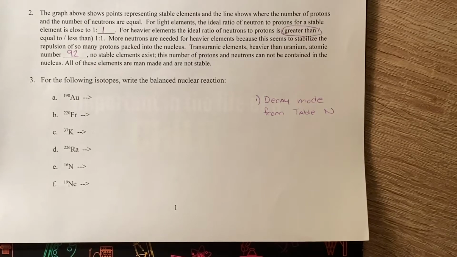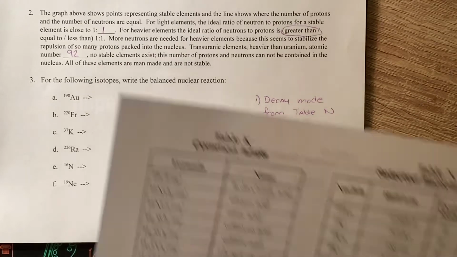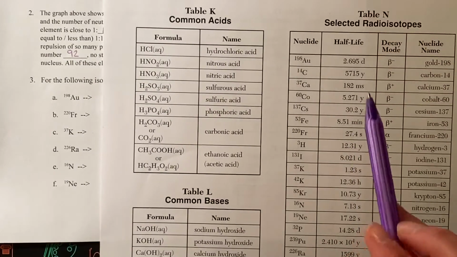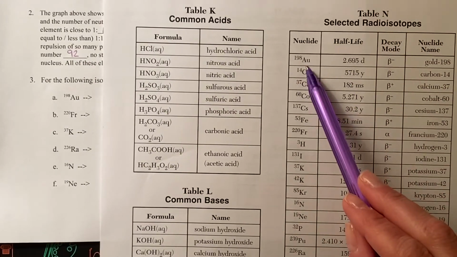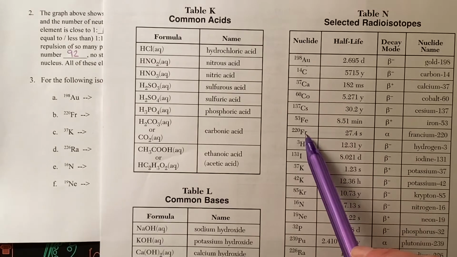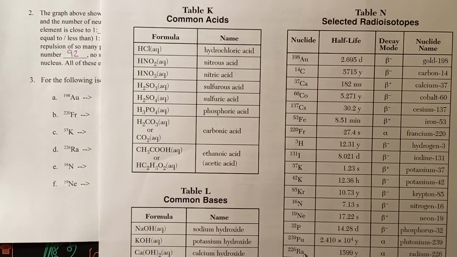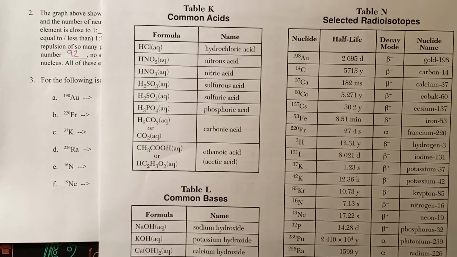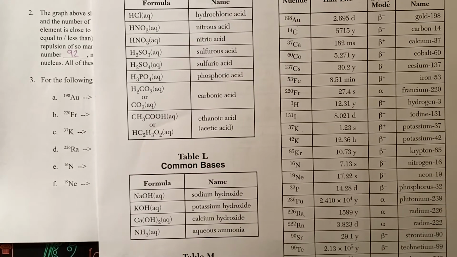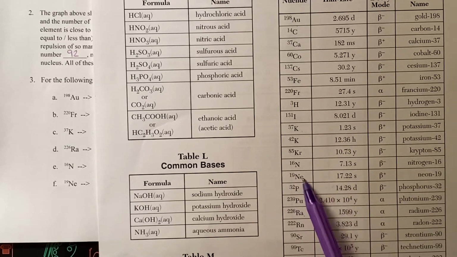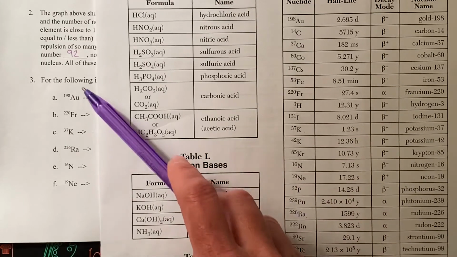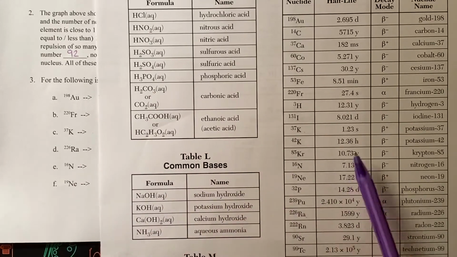So I take a look, I have gold 198, we have FR220, we have K37, we have RA226, let me make sure I can see all this. We have N16 and we have Ne19. So all of these radioactive isotopes are on table N. You need that to happen.